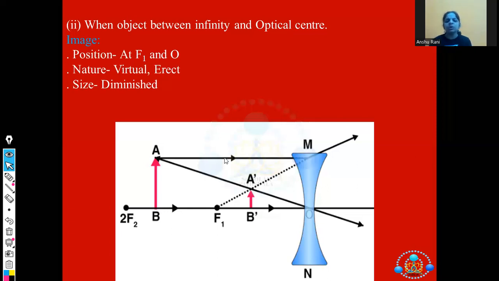So two rays we have drawn. First is parallel to the principal axis. It is passing through focus. Then the second ray, which is passing through optical center, will pass without showing any kind of deviation. So these two will combine at one point. This is A dash B dash. This is the image, which is virtual and erect.